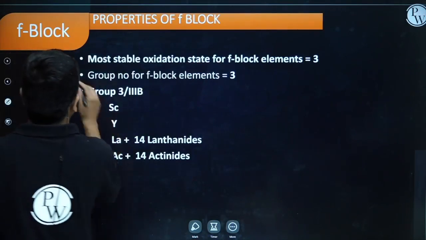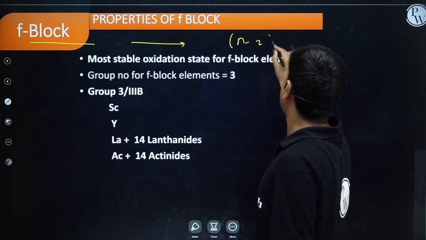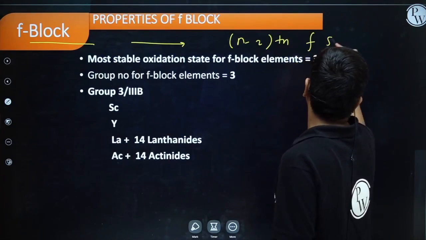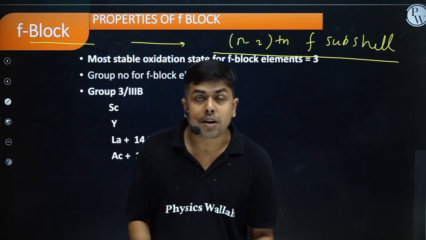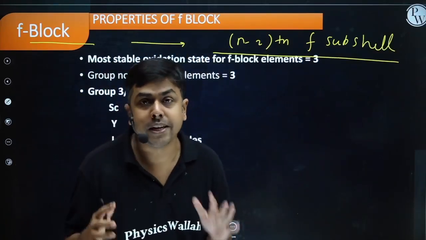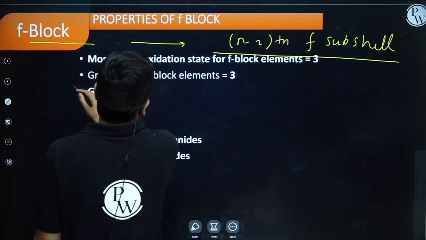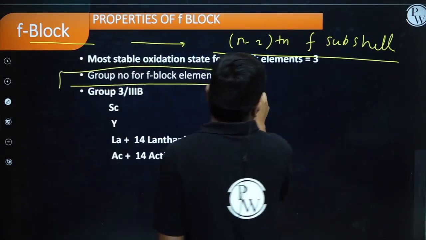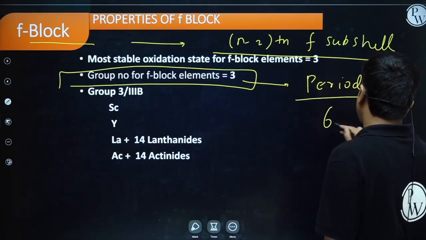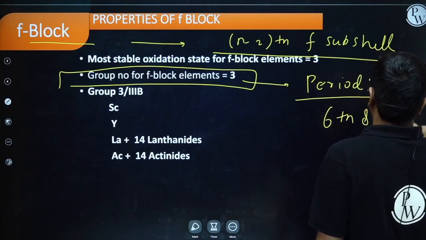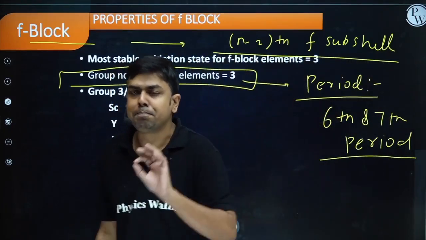Students, it's called f block elements because the differentiating electron enters into the (n minus 2)th f subshell. That's why it is referred to as f block elements. Am I clear? If I talk about the position of f block elements in the periodic table, the group number assigned for f block elements is 3. Group number for f block elements is 3. And if I talk about period number, these f block elements are placed in the 6th and 7th period. Am I clear? So group number is clear, period number is clear.